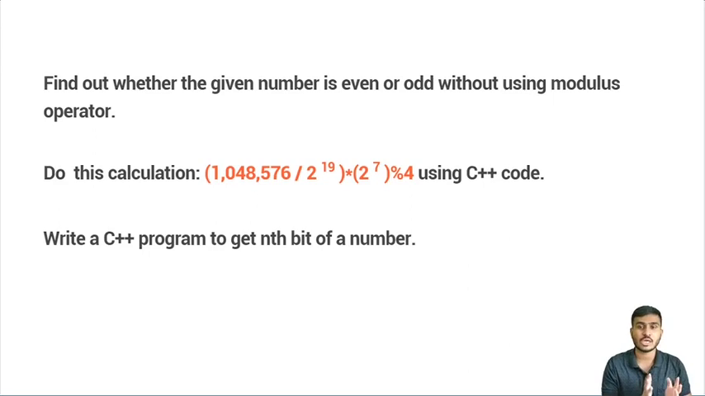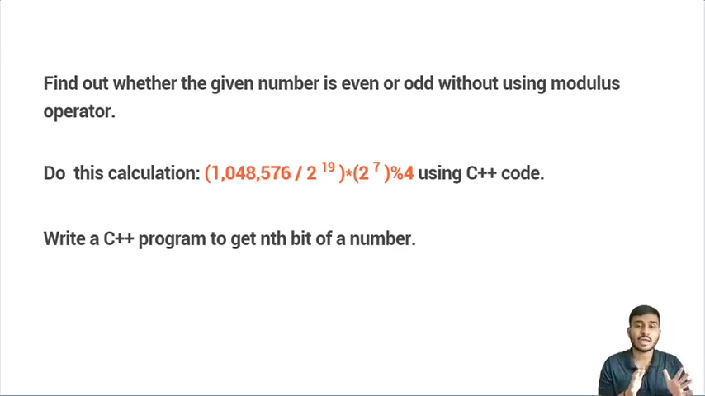Okay, so in the second problem statement, what we have to do is we have to do this simple calculation. So we have some number, okay, and we have to perform some operation like division and then multiplication, and there are some powers as well. Okay, so we have to do this calculation. We have to divide 10,48,576 with 2 raised to 19. Okay, and then whatever answer we get, because this is written in bracket. Okay, so we all know that the bracket will have maximum precedence. Okay, and then whatever answer we get, we have to multiply it by 2 raised to 7, and then we have to take the mod with 4 of the answer.